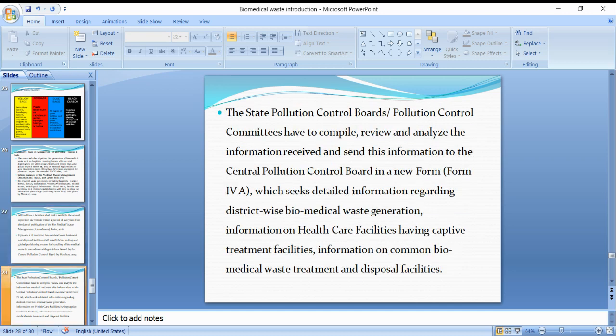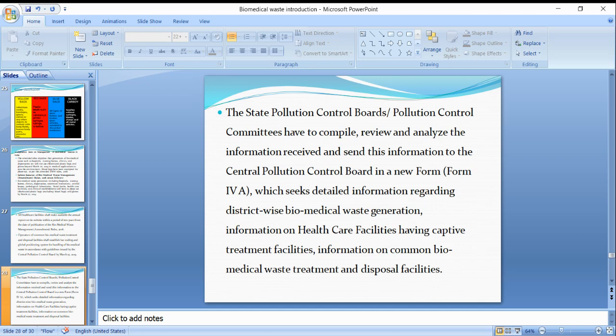So the state pollution control boards or pollution control committees have to compile, review, and analyze the information received and send this information to the Central Pollution Control Board in a new form. So every year they are preparing an annual report and it has to be submitted to the Central Pollution Control Board, which seeks detailed information regarding the district-wise biomedical waste. So, in the state, they will submit, and that will be distributed district-wise.